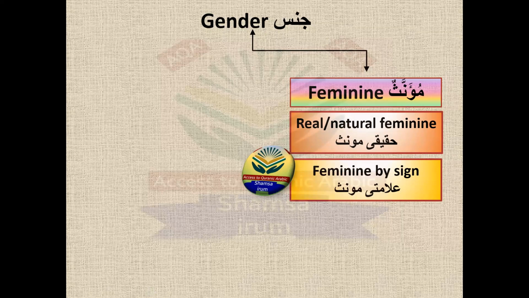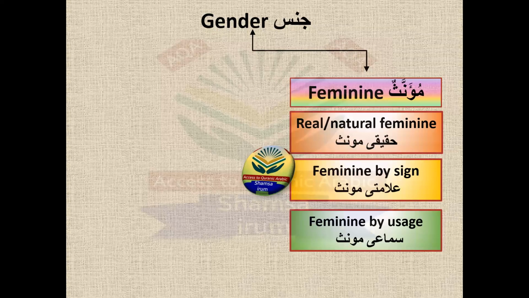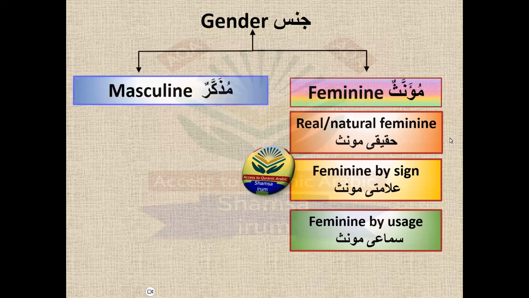Feminine by sign means that we can get a sign by which we know that it is feminine, even if we don't know the meaning of the word, but we still know that it is feminine just because of the sign. And the third and last one is feminine by usage, sama'i mu'annas. Only these points we have to know about the mu'annas. If we understand all these points, we will automatically know the masculine as well, inshallah ta'ala.